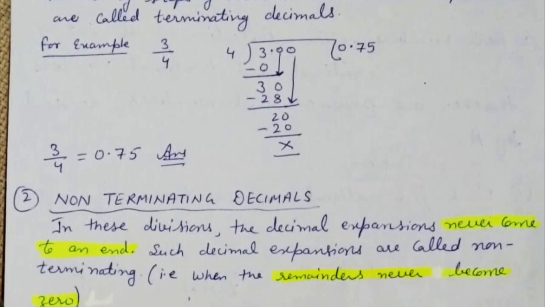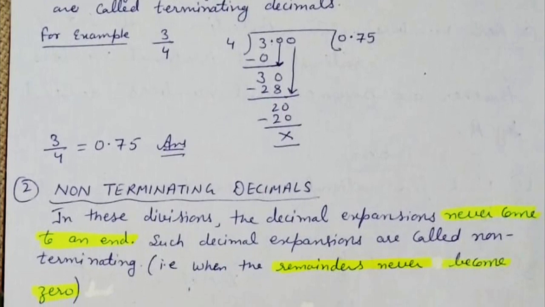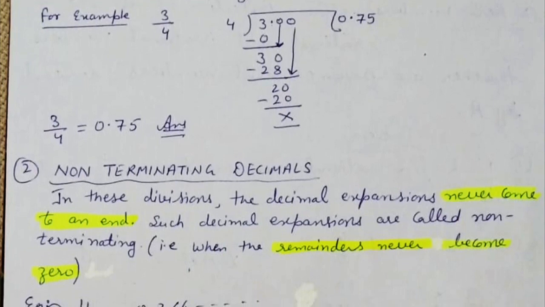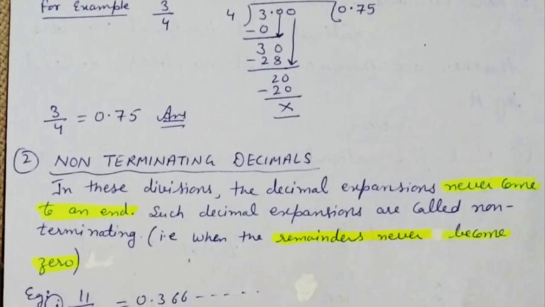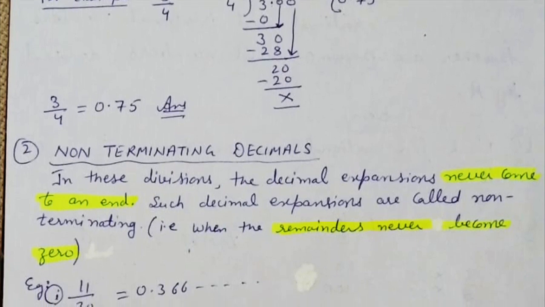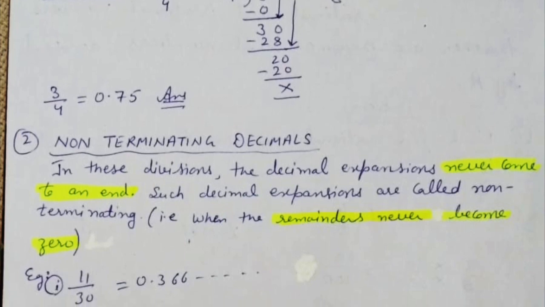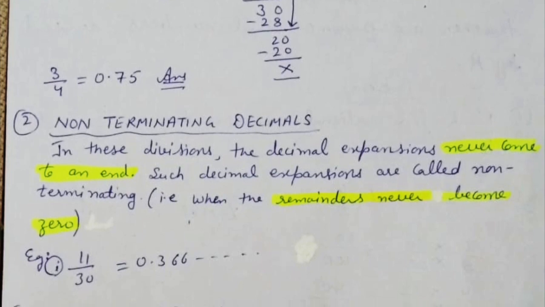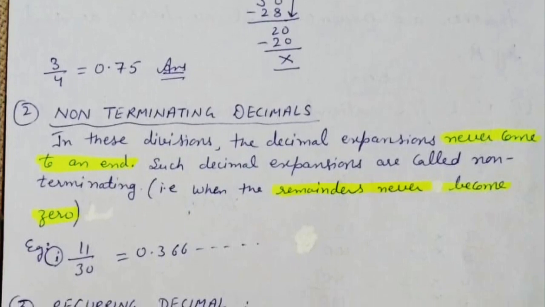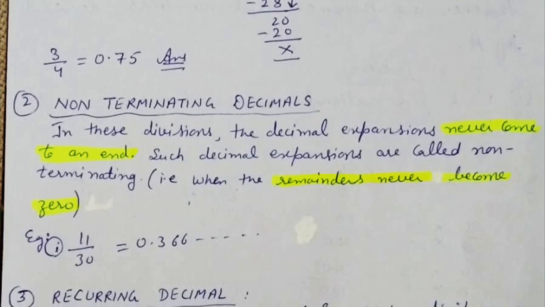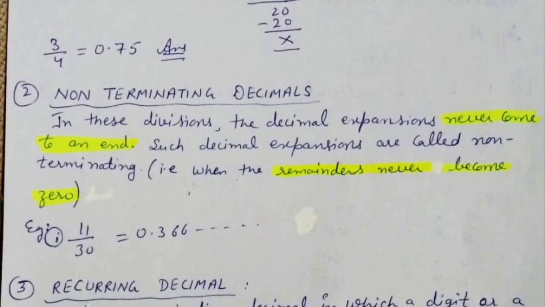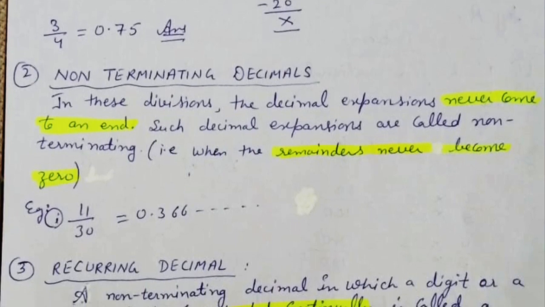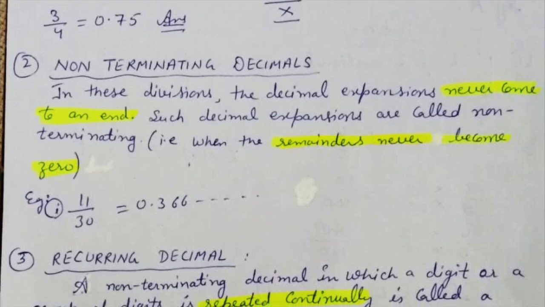The second, non-terminating decimals. In these divisions, the decimal expansion never comes to an end. Such decimal expansions are called non-terminating, that is, when the remainder never becomes 0. For example, when you divide 11 by 30, your quotient will be 0.36666. It will go on endlessly, and in this case the remainder is non-zero. So, these are non-terminating decimals.